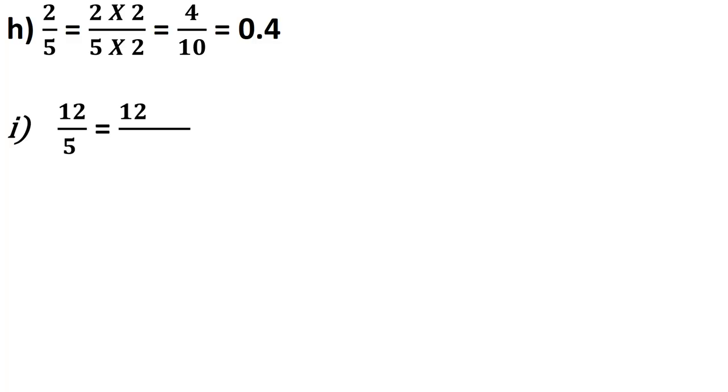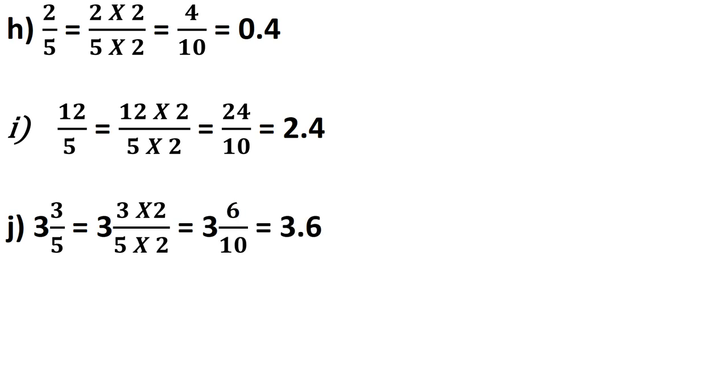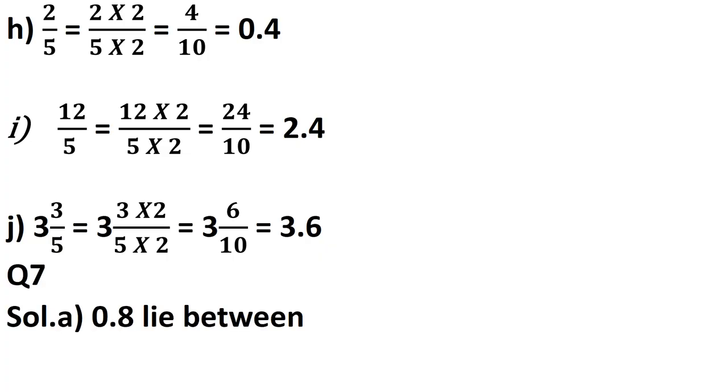Next is 12 upon 5. We will multiply numerator and denominator both by 2 to make the denominator 10. 24 upon 10. So it is now 2.4. Next, 3 and 3 upon 5. 3 is the whole number. Let it remain as it is. 3, 6 upon 10. Let the whole number remain as it is and convert 6 upon 10 into decimal. So it is 3.6.